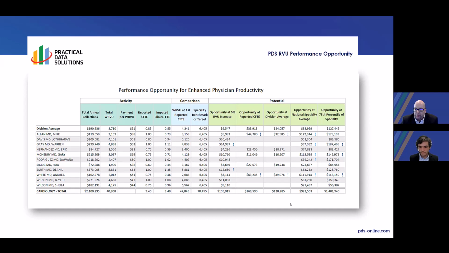Or what would happen if all of the providers were performing at the national specialty average or at the 75th percentile? We've done this around things like RVU productivity, around clinic visits, around E&M coding, around charge lags, around AR collection. All of these areas have a financial impact in the revenue cycle if we can find improvement opportunities, and this is a good way to do it. But that said, again, this is not very visually appealing.